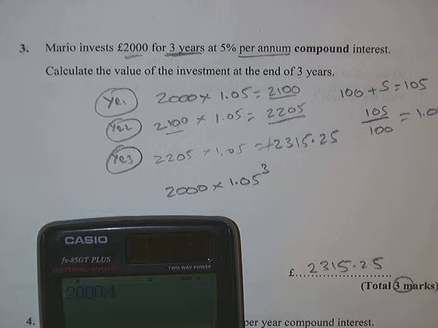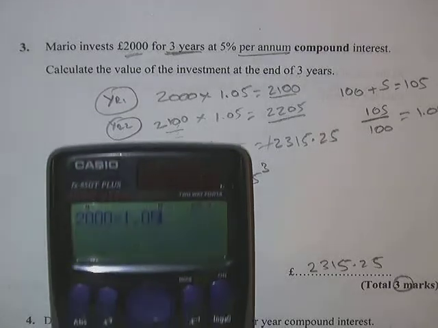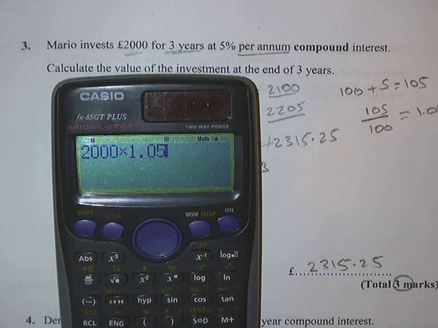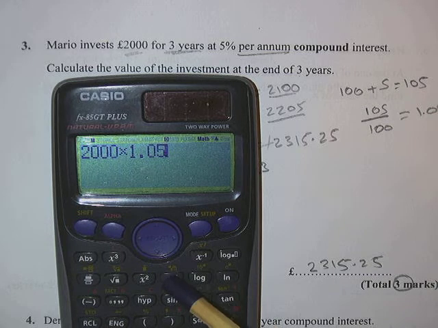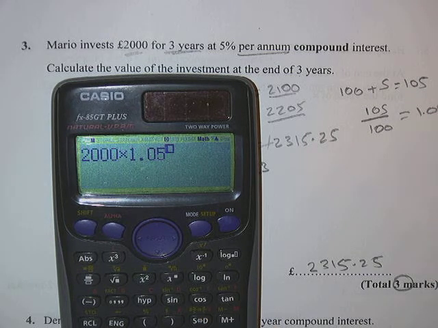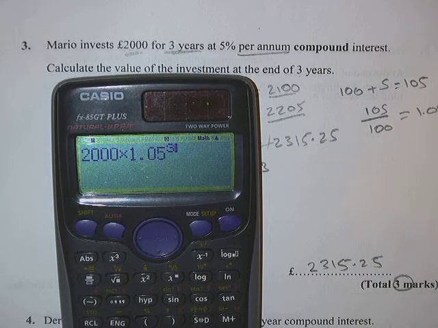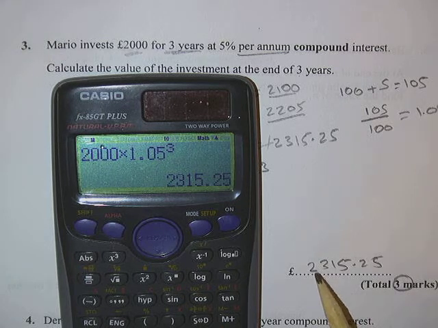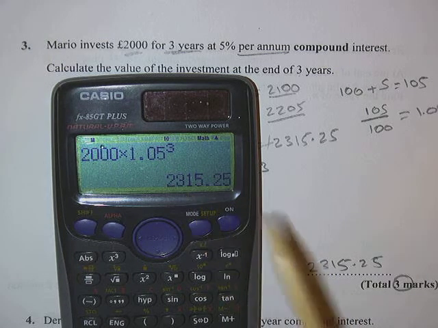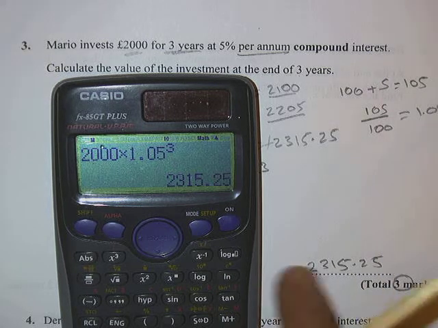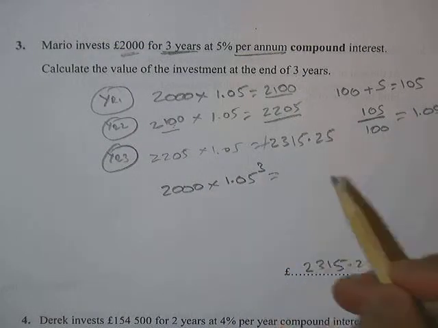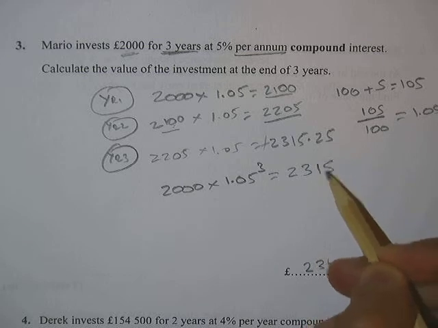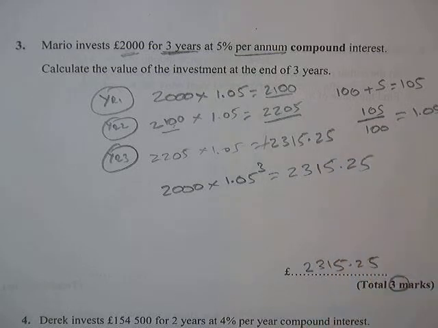2,000 times 1.05. Now on this calculator, the power button is that X button there with a square box, because we're going to put a number in there. We know it's for 3 years the investment, so we put in to the power 3. Press equals. We should get the same answer. £2,315.25, exactly the same as I've got there. So we've just double checked our answer. Full 3 marks.